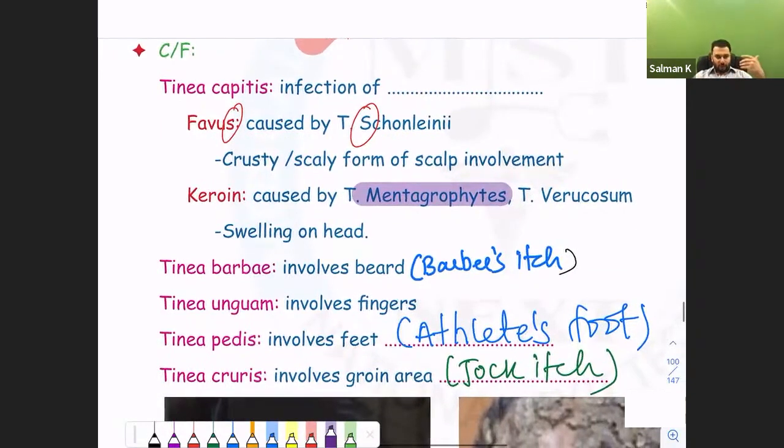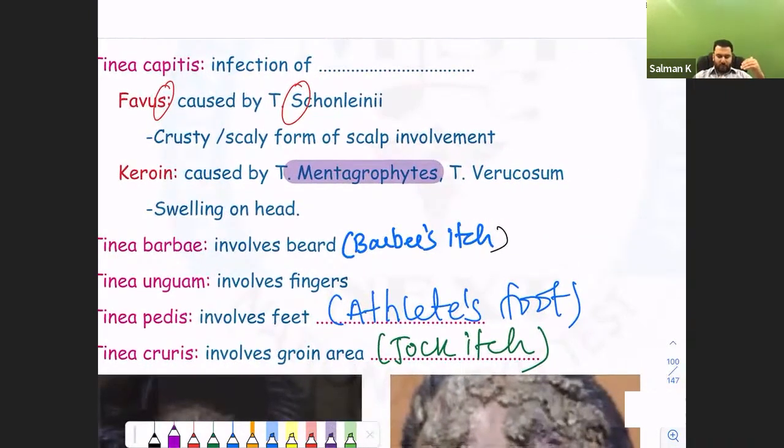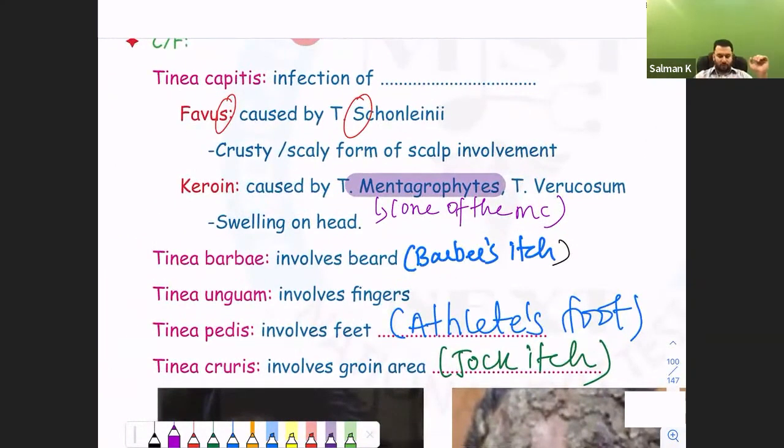Now, if everybody is comfortable with what you just saw, just remember, this is one of the most common organisms in all these fungal infections. One of the most common organisms amongst the trichophyton infections or the tinea infections to cause all these things. Most of the places you'll be seeing this guy called mentagrophytes. So it's overall one of the common organisms.